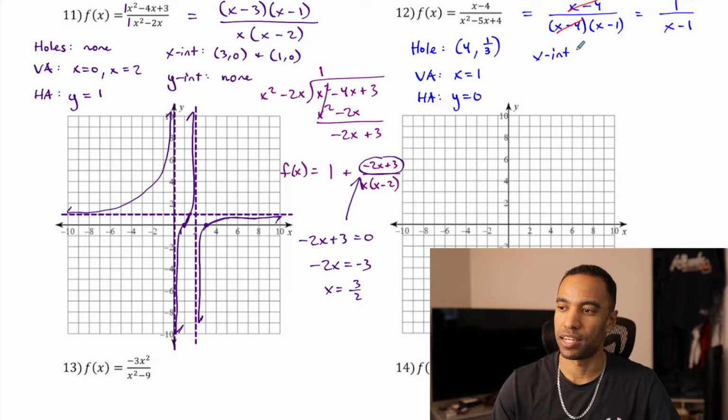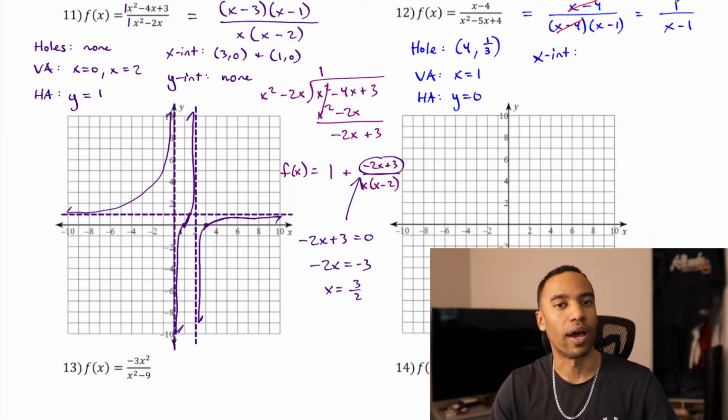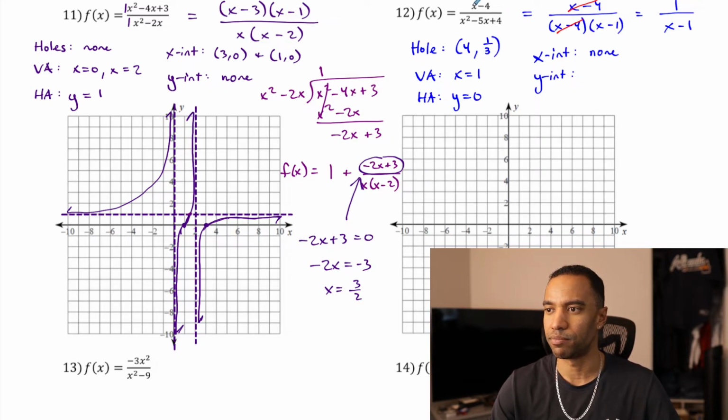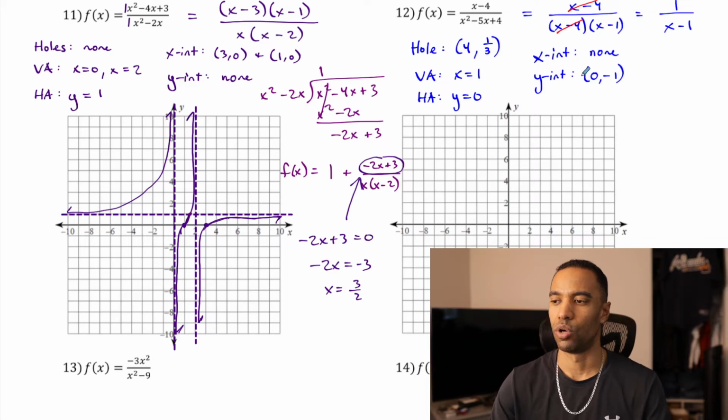X-intercept, we set, well, there is no x-intercept. 1 can't equal 0, right? It's about the numerator. We say set the numerator equal to 0. 1 can't equal 0. There is no x-intercept. Y-intercept, on the other hand, we can substitute 0. Let's do it in the simplified. Now let's just do it here. You get -4 over +4, and that's -1. So we get a y-intercept of 0, comma, -1.